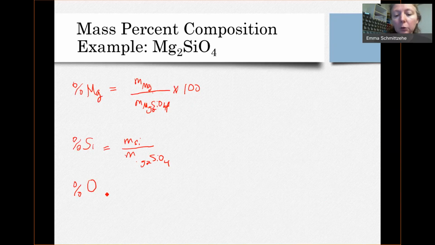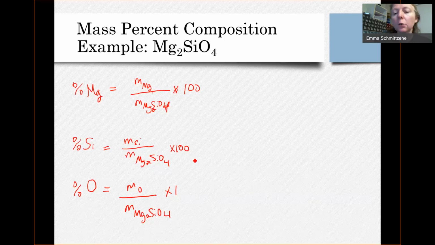And then multiply by 100, then we're going to do the same thing with our oxygen. We're going to have the mass of our oxygen over the mass of the Mg2SiO4 compound, times 100. So that's your basic setup, and it's the same for any type of compound. You put each individual substance over the total mass. If you had actual masses of a particular sample, you can use that.